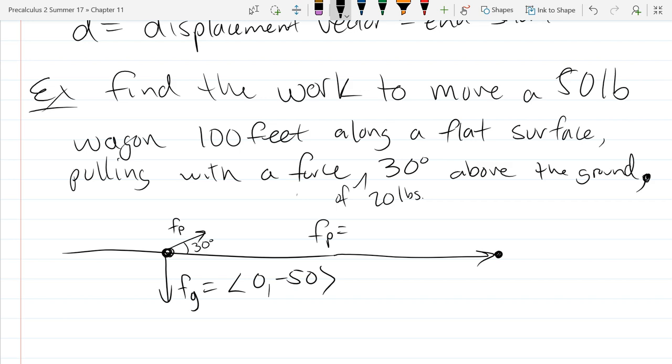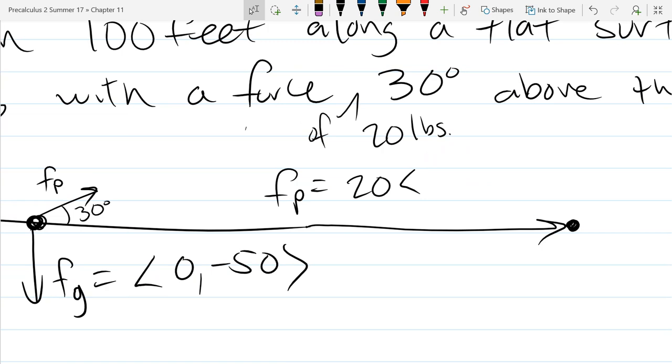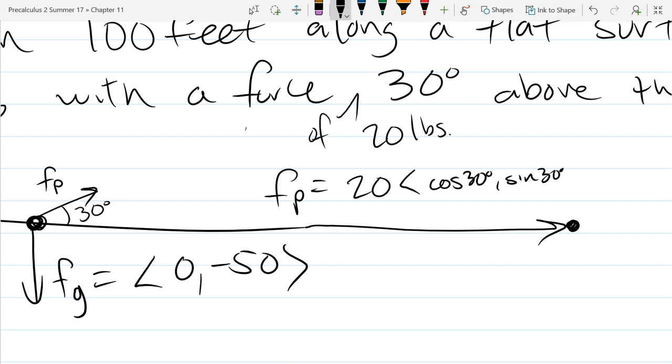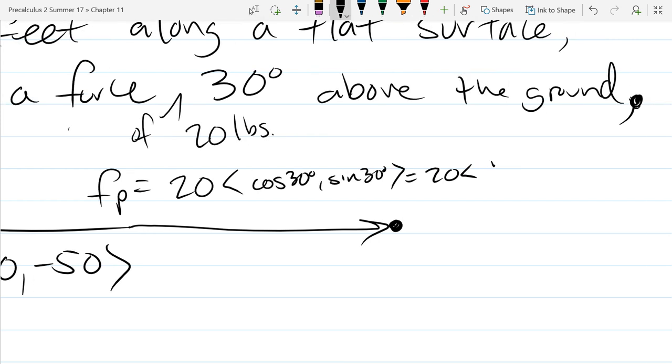So FP is going to be 20 is the magnitude. Now we don't know the exact x and y components, but we do know the direction, so we're going right into polars here. So we got cos 30, sine 30. All right, cos 30 is square root 3 over 2, sine 30 is 1/2. And we distribute this in, we have 10 square root 3 comma 10.